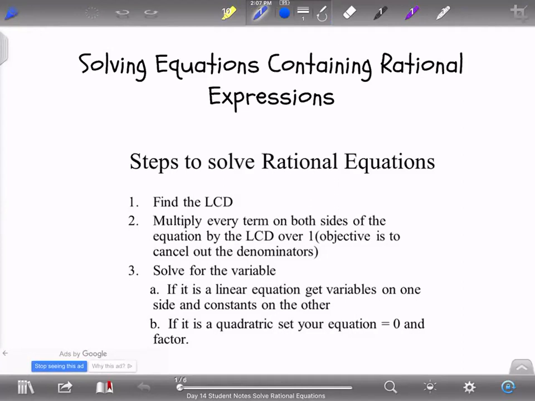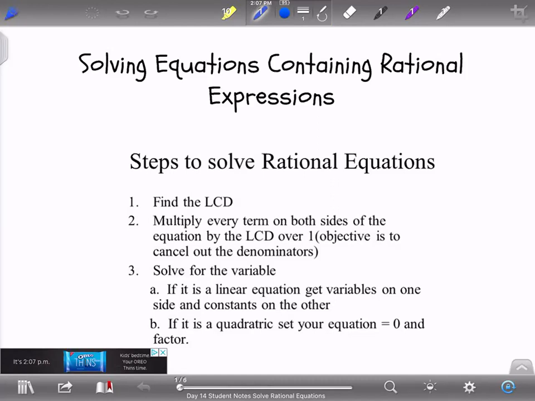Today, we're going to look at solving equations containing rational expressions. So equations, we're going to have equal signs. Rational expressions just mean we're going to have a bunch of fractions. And we have these three steps in order to do that. The first step, we want to find the least common denominator. Then we're going to multiply every term on both sides of the equation by that least common denominator. Our objective in doing that is to cancel out all the denominators, which eliminates all of the fractions.